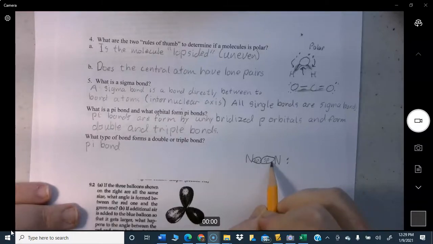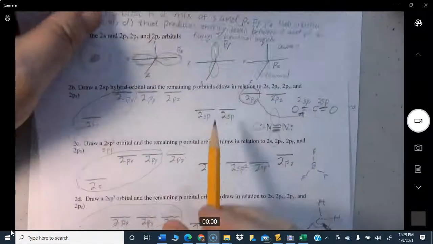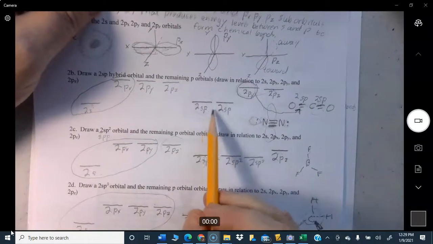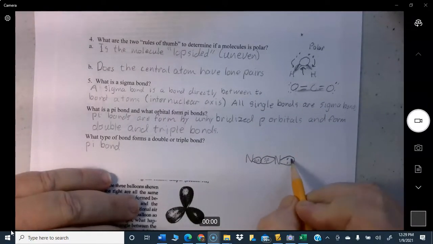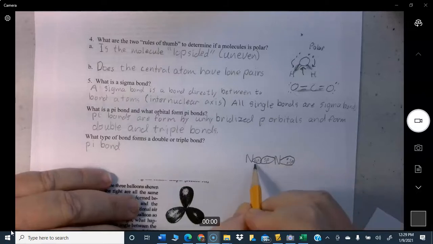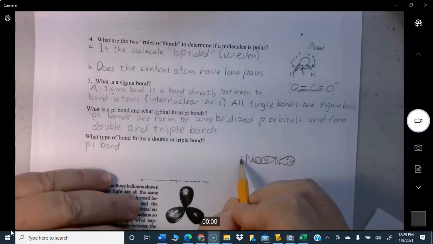Now, what happened to the other sp here? Because when you have an sp, you have two of them. You don't just have one of them. It goes out the backside, and it belongs to that lone pair. That's what that lone pair belongs to. That's an sp. Same with this one. It has a lone pair over there, and that's an sp.